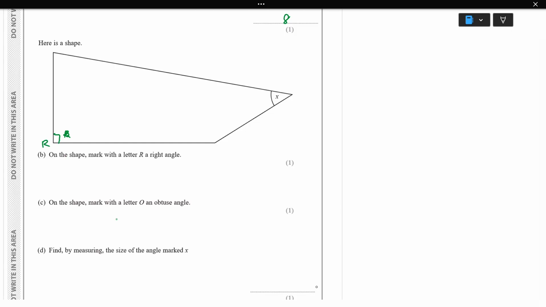Next one, on the shape, mark the letter O in the obtuse angle. An obtuse angle is more than 90 degrees. So this is going to be O.